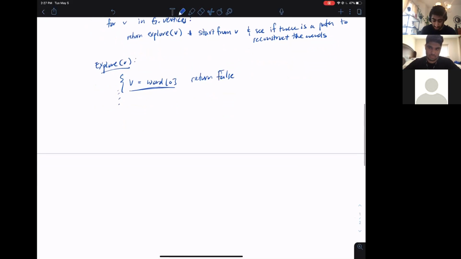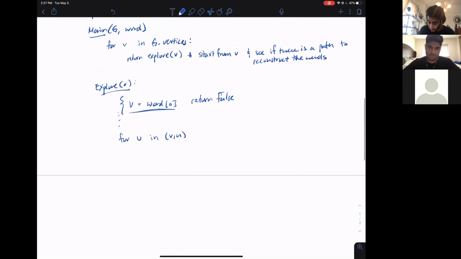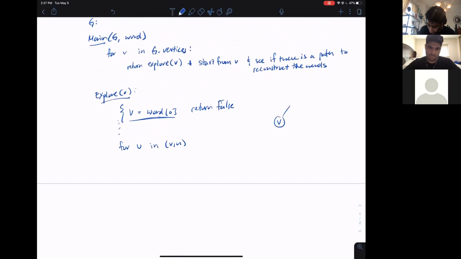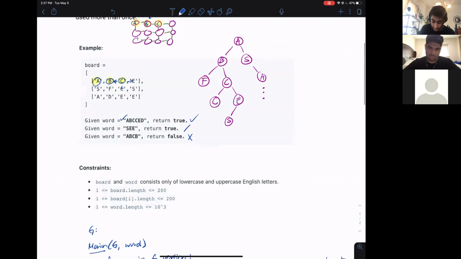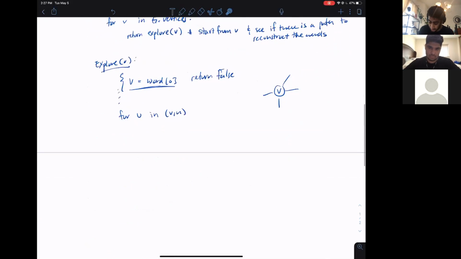Because after this, this is where the real DFS part comes in: we're going to look at all of V's neighbors. When I write V comma U, I'm basically saying that from vertex V, there's going to be a bunch of edges going out. From any specific vertex, say this one, the edges are this one and this one. So from each vertex there's going to be some set of edges, and I want to try all of the different possible neighbors that I can reach, those neighbors being U, and I want to repeat this process. I want to explore.